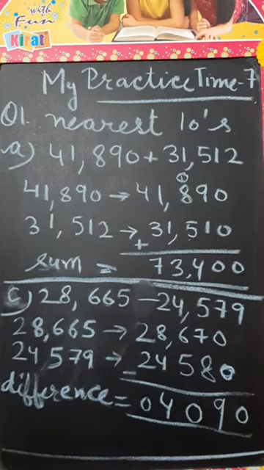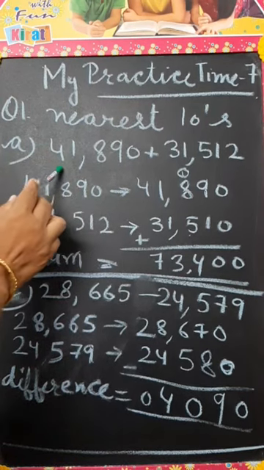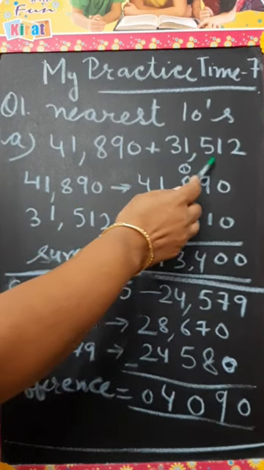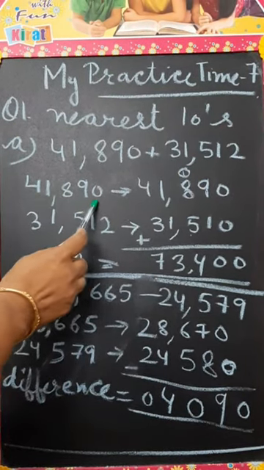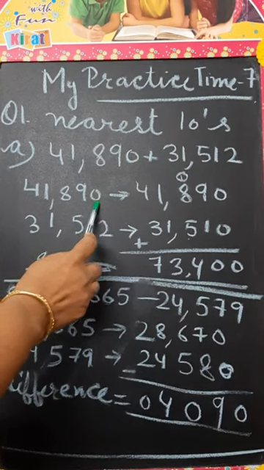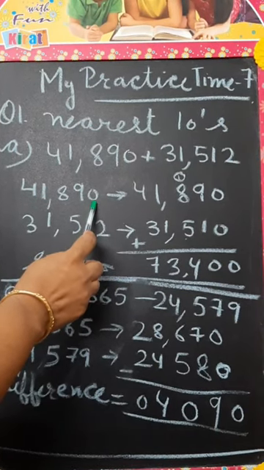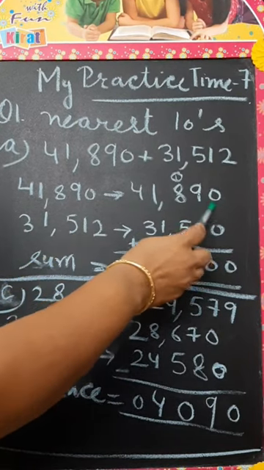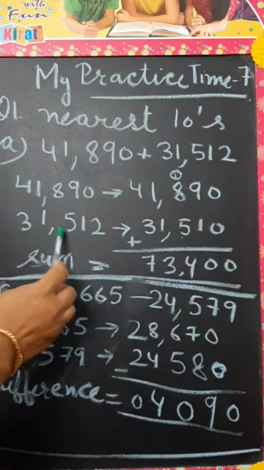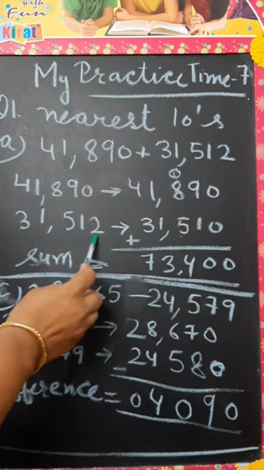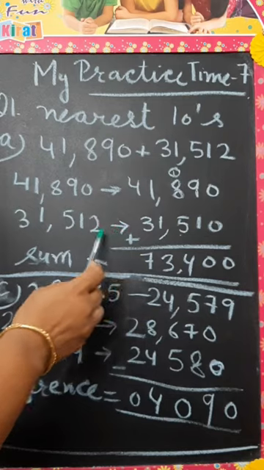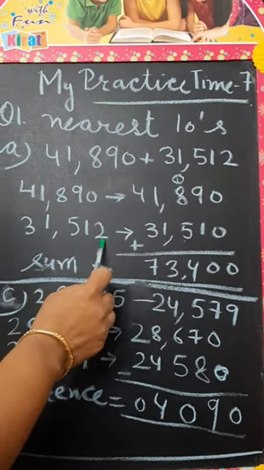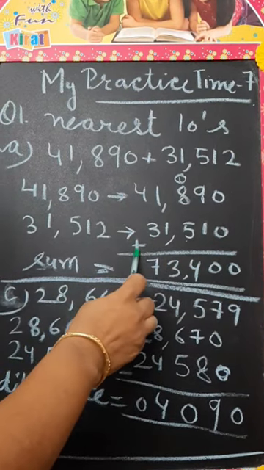First, A part is rounding off to the nearest 10. We have the numbers 41,890 plus 31,512. See here, the number at the ones place is 0. So if the number at the ones place is 0, then the number at the tens place remains the same and it becomes 0. And next is 31,512. Here the number at the ones place is 2, so the number at the tens place remains the same and 2 becomes 0. Now we will sum these numbers.